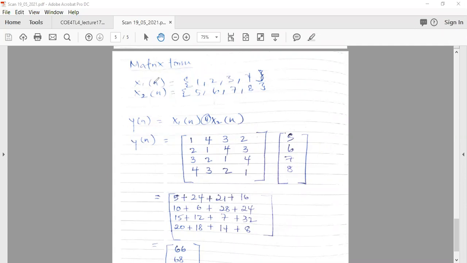Let's say we consider x1 of n as size L. Like I said, it's not of equal length. Let's consider x1 of n as size L and x2 of n as size P. So both are of different sizes, isn't it? Like you questioned me, how do you go about doing this? So we consider x1 of n of size L, while x2 of n is of size P.